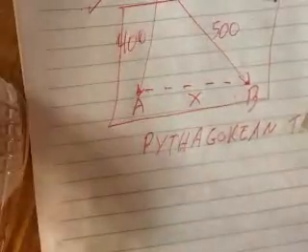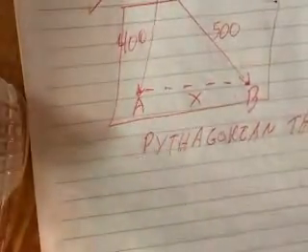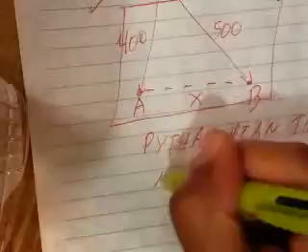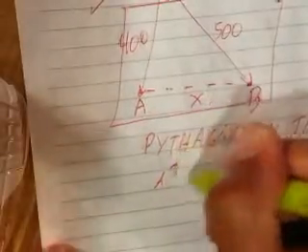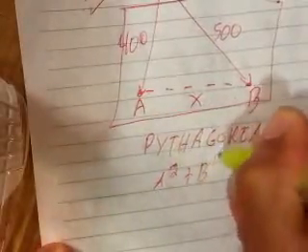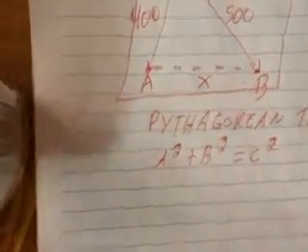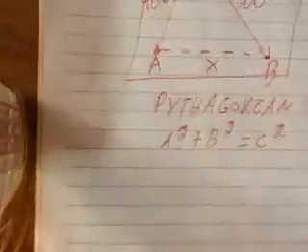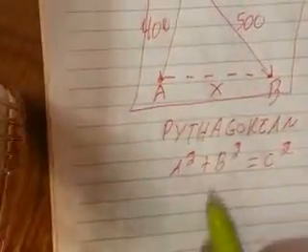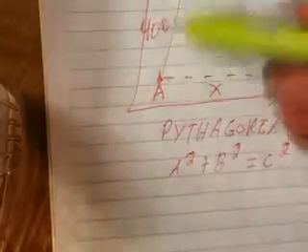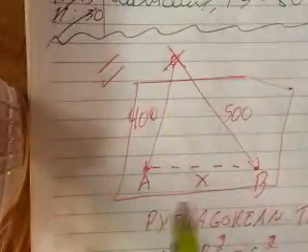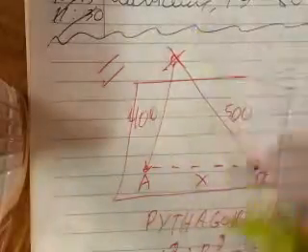Pythagorean theorem, okay? Which means a square plus b square equals c square, okay? That's the Pythagorean theorem. So you can do this math here, okay? So for you, the A is this part here, the 400. The B is this other part, the two legs, because right here, this is 90 degrees, okay?